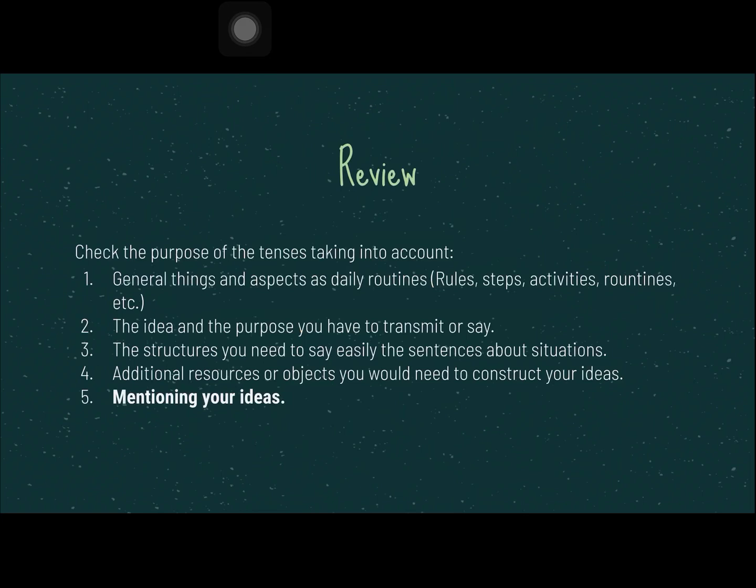Also, in these videos we are going to recognize the additional resources or objects you will need to construct your ideas. You watch, you visualize, you see different objects. The idea is to catch them and get them into your ideas to say the sentences you want to say, and to mention your ideas.